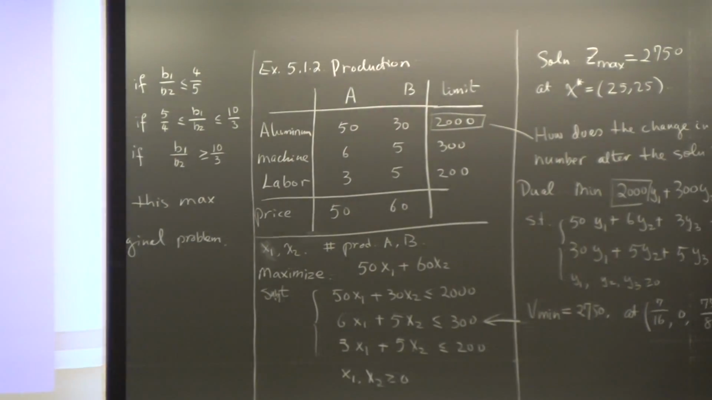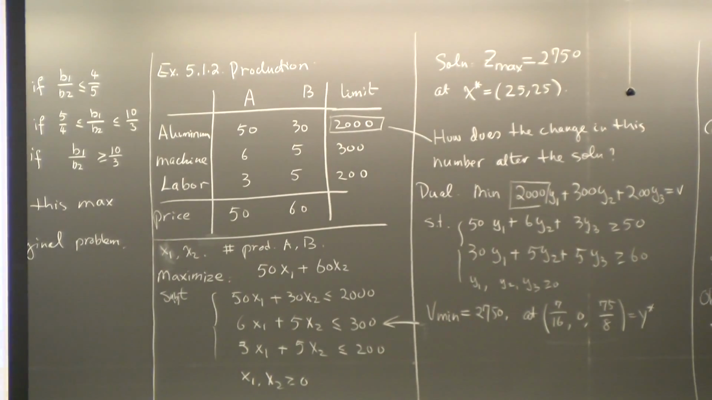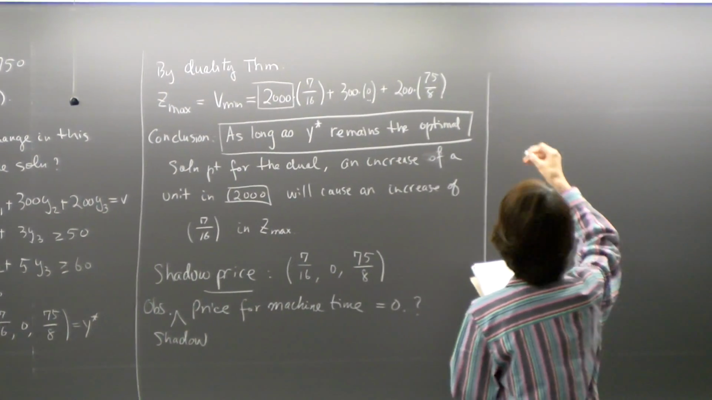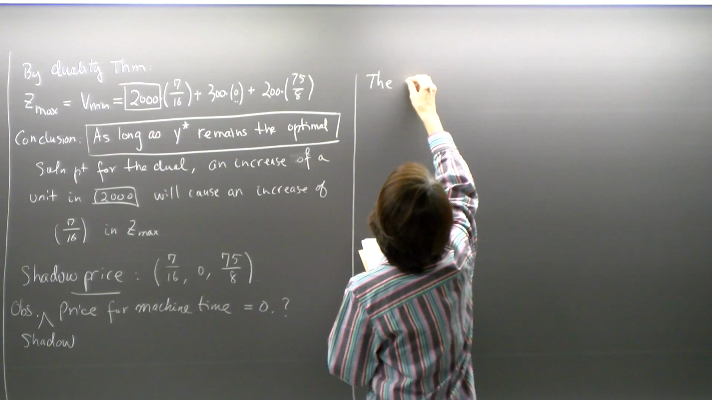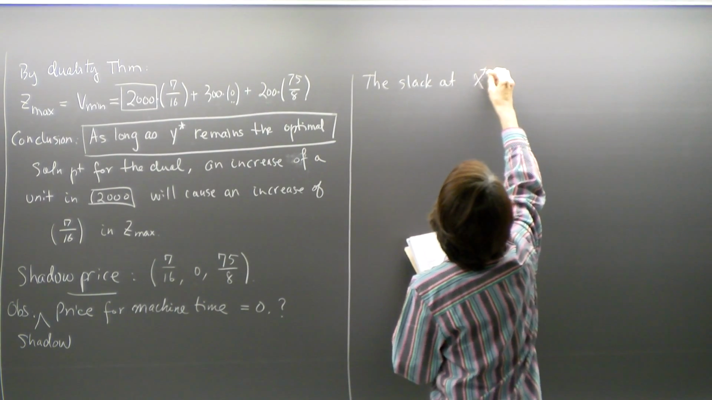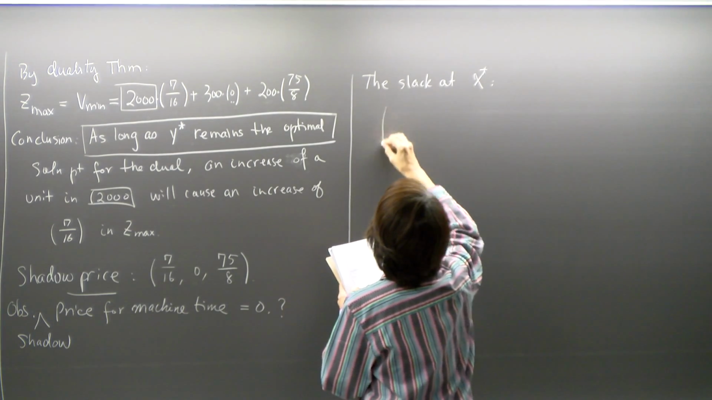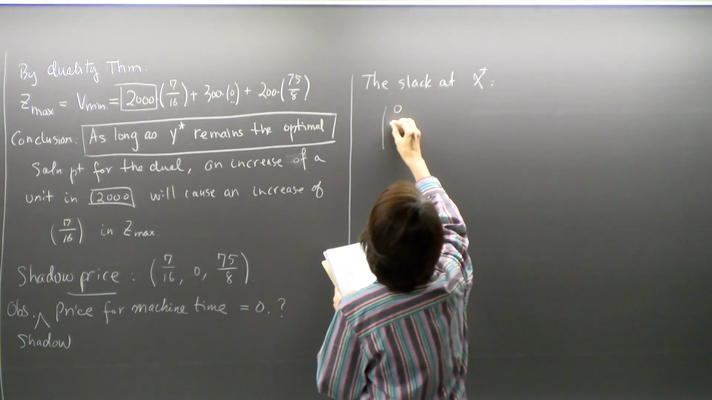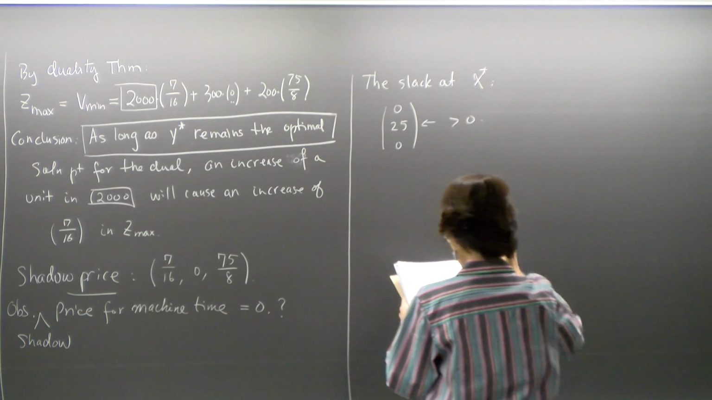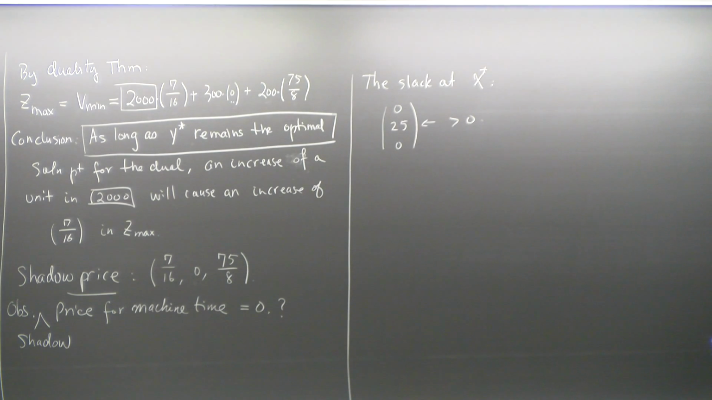Is that right? So let's make that connection. We see the slack at x star, the optimal solution, is the following. So I have 0, and then for the second one, I have 25 and 0. So this one is strictly bigger than 0. That means this machine time is an underused resource. It's not being used to the requirement.